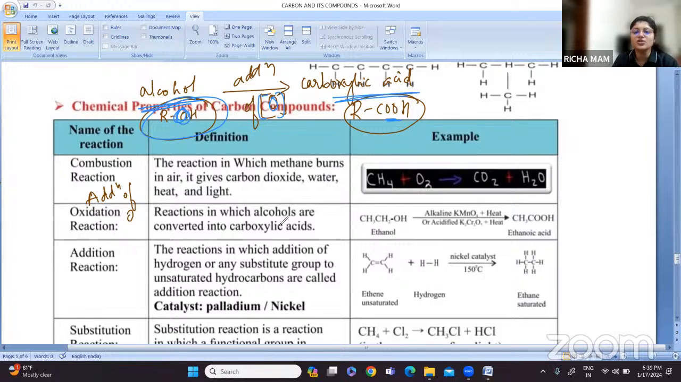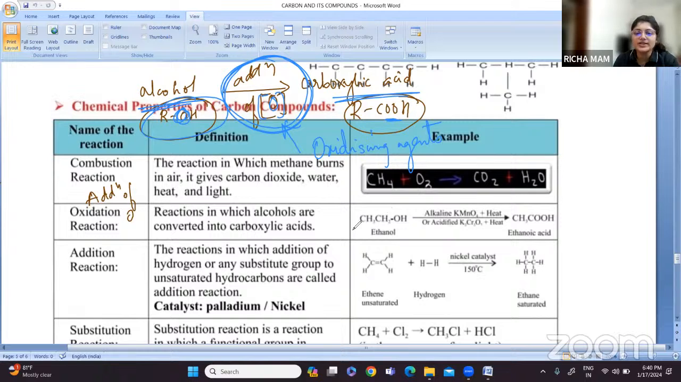How can we add this oxygen? We can use different oxidizing agents, like KMnO4, which is potassium permanganate, or potassium dichromate. These particular reagents can be used.